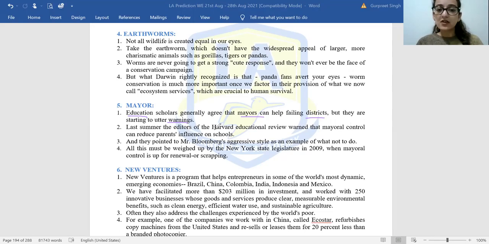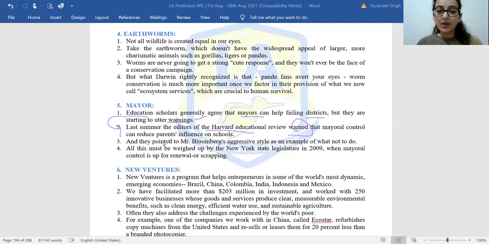Last summer, the editors of Harvard Educational Review warned that mayoral control can reduce parents' influence on schools. Now, in the first sentence, we said warnings can be n number of warnings. Then we are again giving one example of warning that last summer, the editors of Harvard Educational Review, they gave some warning, warned about something. So warnings is anybody, any warning. This particular is one example of warning given by somebody to someone.